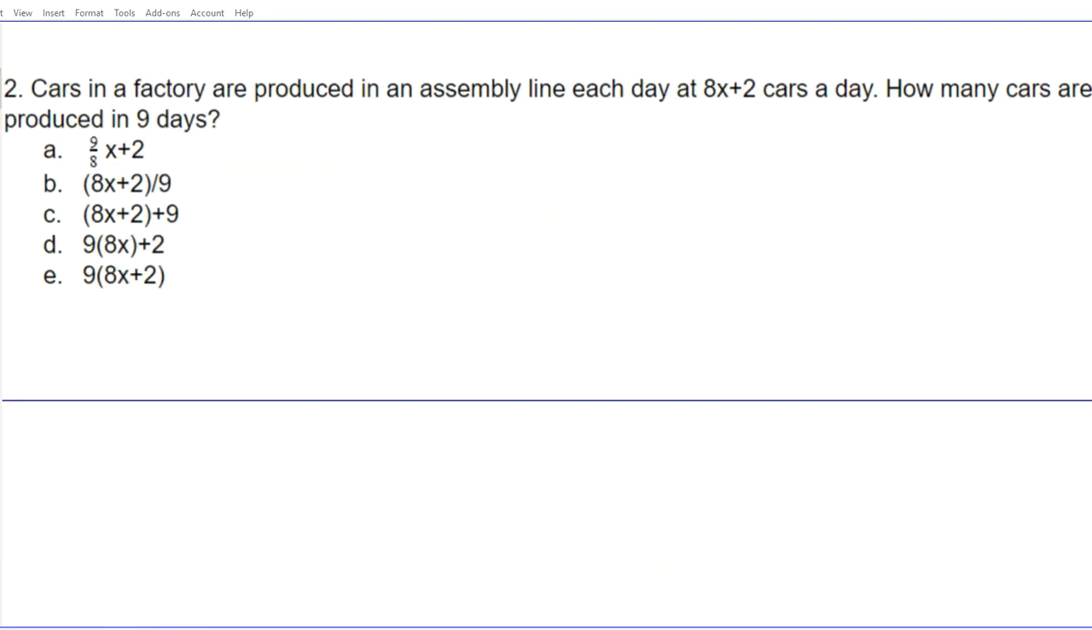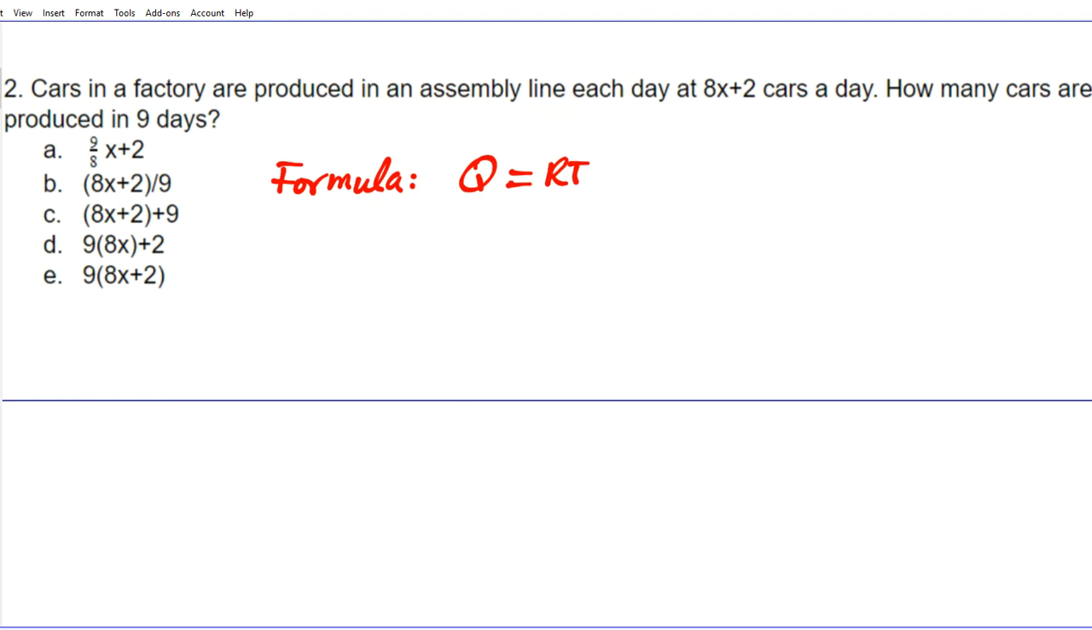Alright, let's look at number 2. It reads, cars in a factory are producing an assembly line each day at 8x cars a day. How many cars are produced in 9 days? So this is a quantity, rate, time problem. So you have to remember the formula for relating quantity, rate, and time. Okay? So quantity is equal to rate times time. Or you can think about it as the QRT formula.